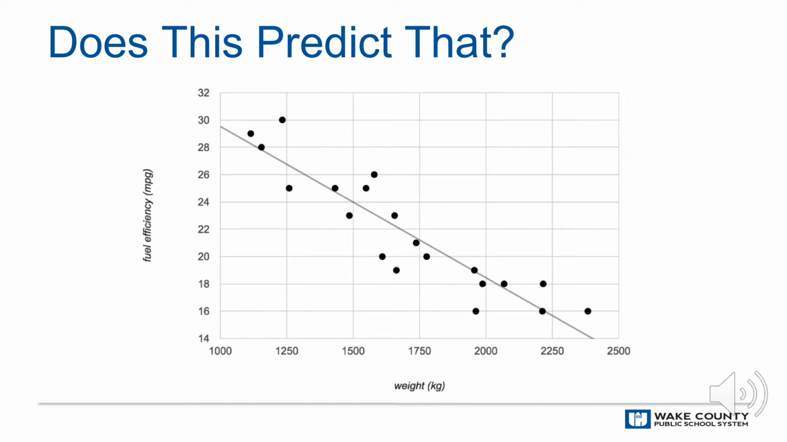In this example, each point corresponds to a car and its coordinates tell us the weight and fuel efficiency of the car. This time, we see that larger values for one characteristic, car weight, generally have lower values for the other characteristic, fuel efficiency. And so we say that there is a negative association between car weight and fuel efficiency.